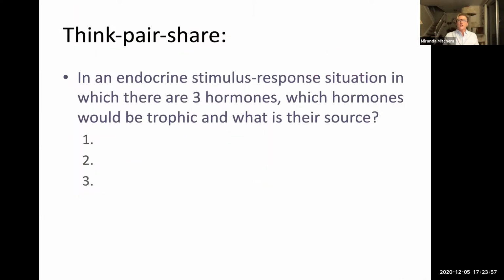So in an endocrine stimulus response situation where we have 3 hormones, which hormones would be trophic and what is their source? I want you to write this out, please. It will help you to get these concepts in your mind. It also will help you to have some resources available when it comes time to take your last exam, exam 4.